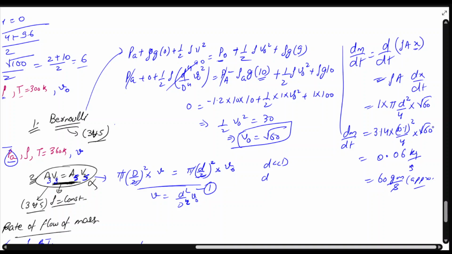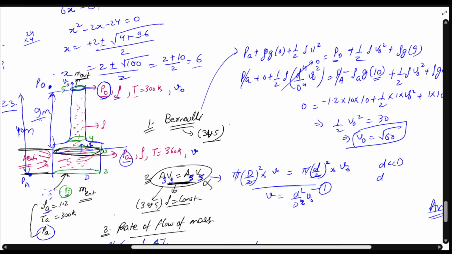But if you have written 6 here, we would be getting 3.14 into 0.1 into 0.1 into 6 divided by 4. So we will be getting 47.1, but that was the wrong answer. So this was correct. Okay, this is our answer.